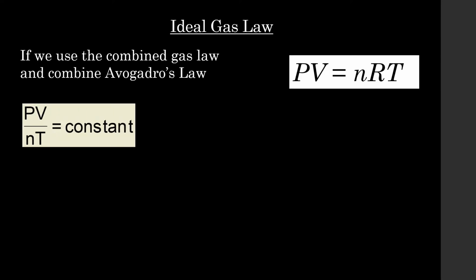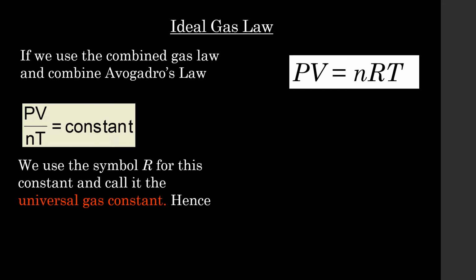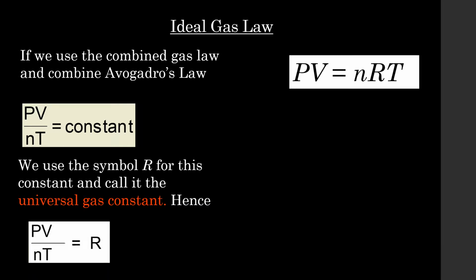So the pressure times the volume equals the number of moles times a constant called the universal gas constant, which is the symbol R, times the temperature in kelvins. So we use this symbol R for the constant, and it's called the universal gas constant.